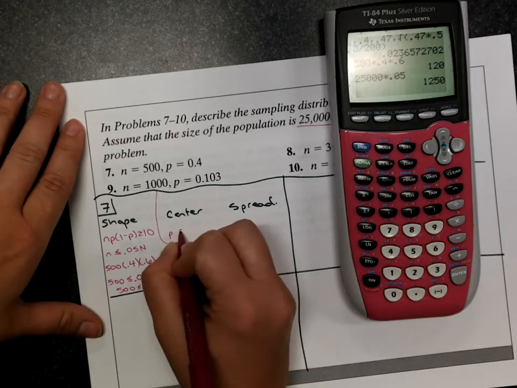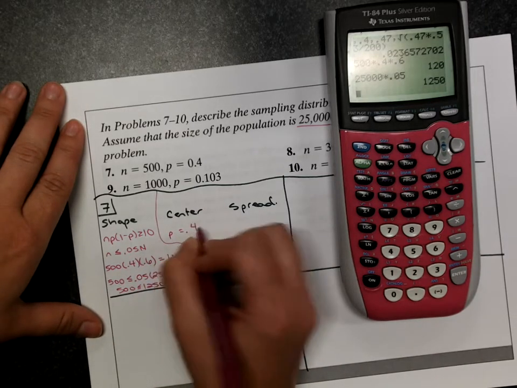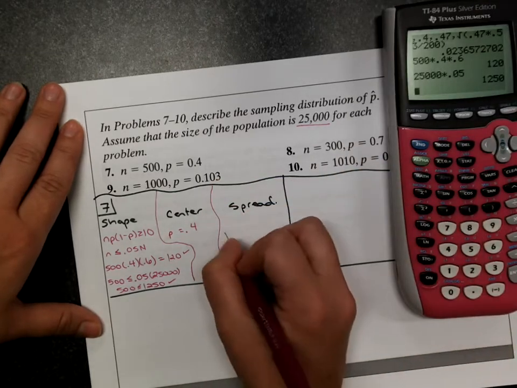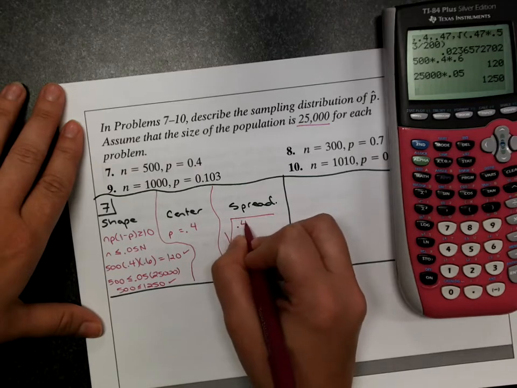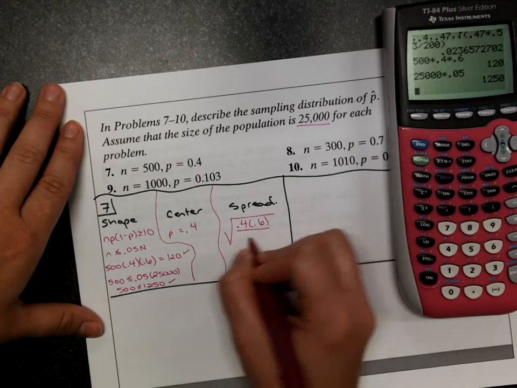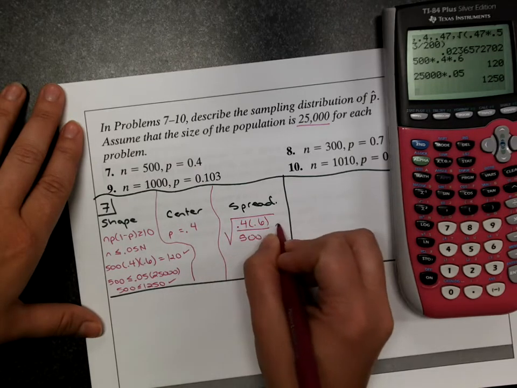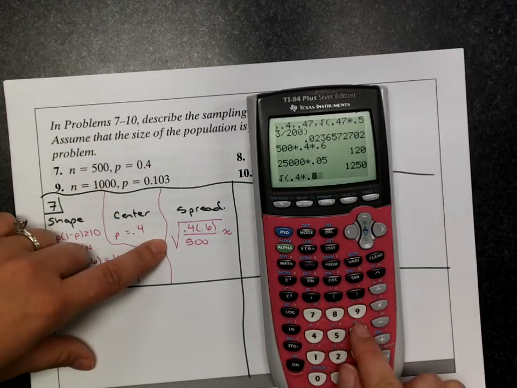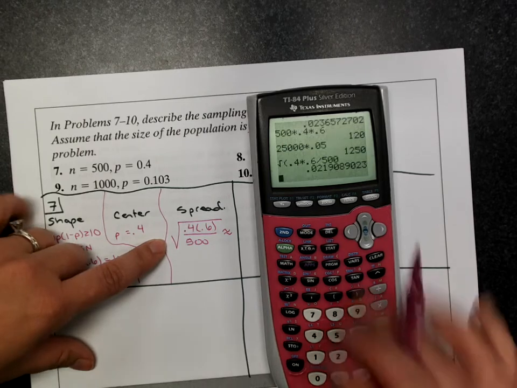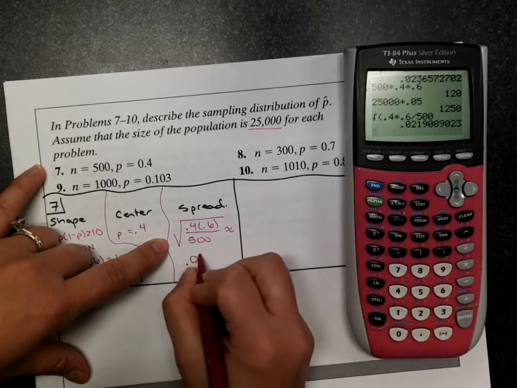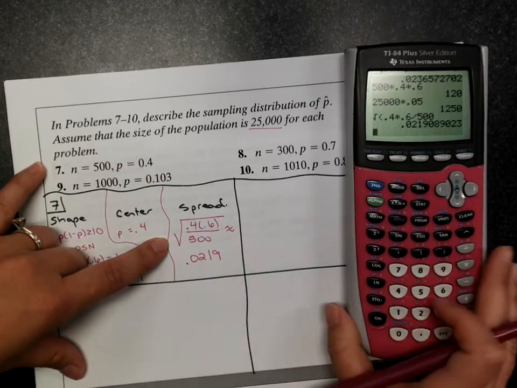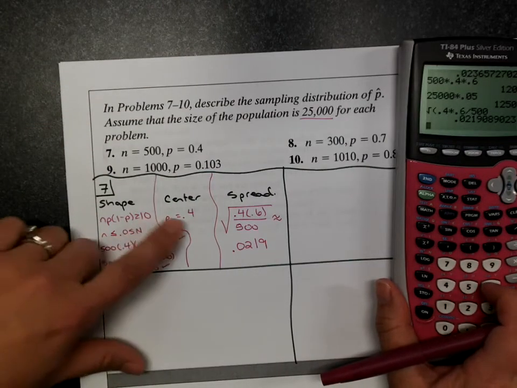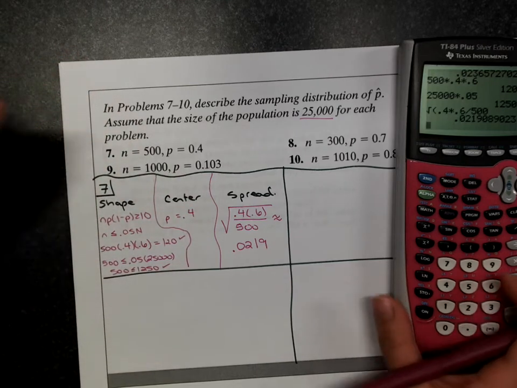The center will just be at 0.4. That one's easy. And then the spread, we'll have to do the square root of 0.4 times 0.6 over 500, which is approximately 0.0219. So the shape takes a minute because you have to do both checks. The center is easy, and the spread is just the standard deviation calculation.